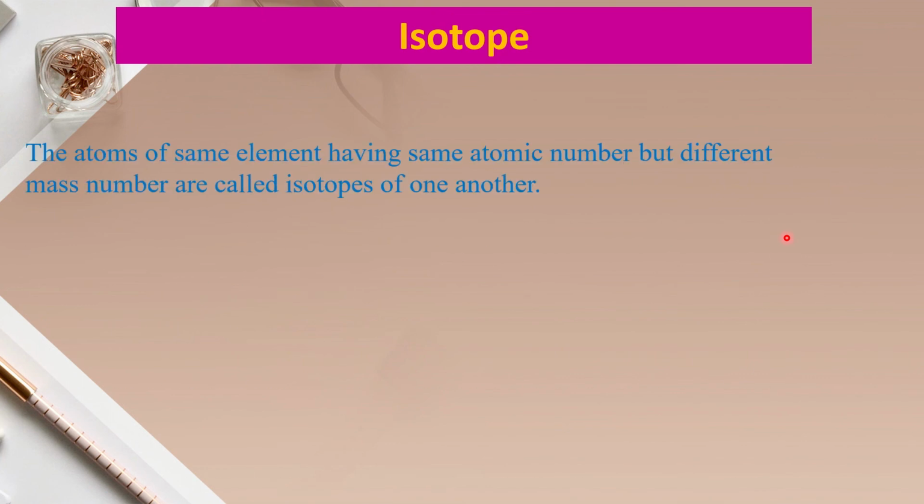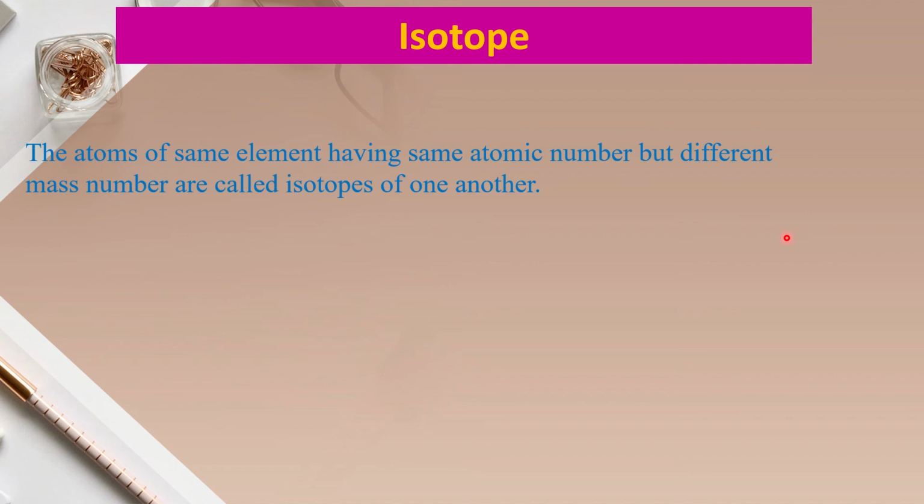Now isotope. You know what an isotope is. The atoms of the same element having the same atomic number but different mass numbers are called isotopes of one another. Where the atomic number is the same, that means the proton number is the same, but their mass numbers are different. Why are the mass numbers different? Because of the difference in their neutron number.